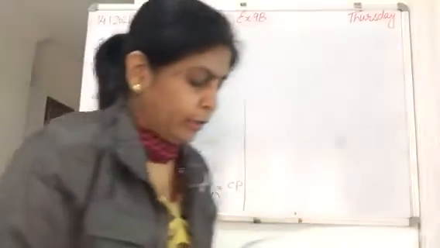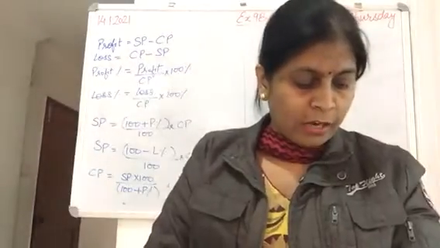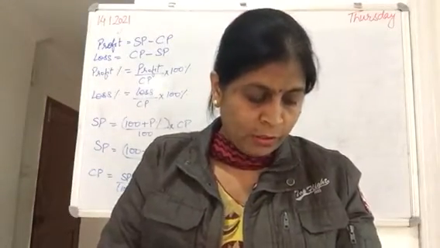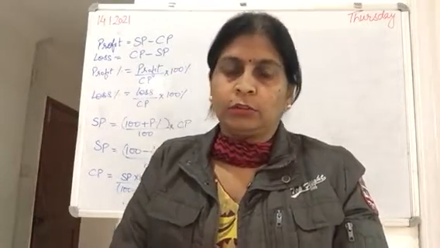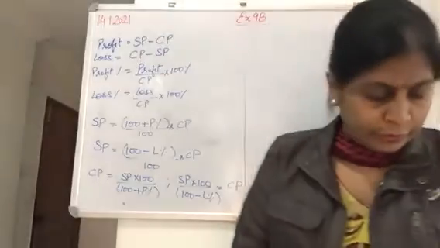Now question number 3. This is again homework. Arun buys a car for rupees, cost price is 4,46,000. He sells it at 5,20,000. So the difference will be profit, and you have to find out only profit.